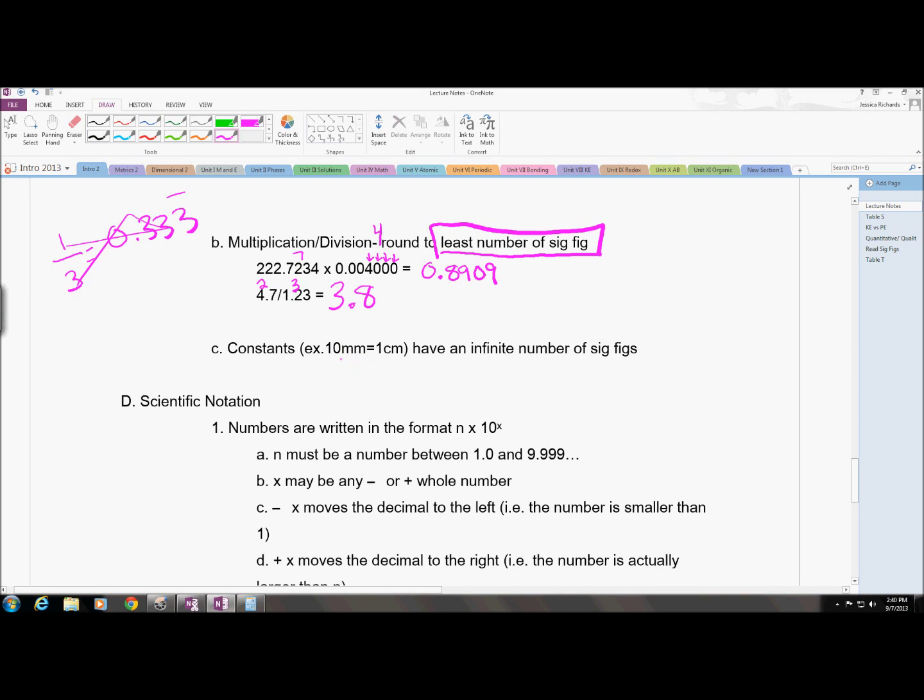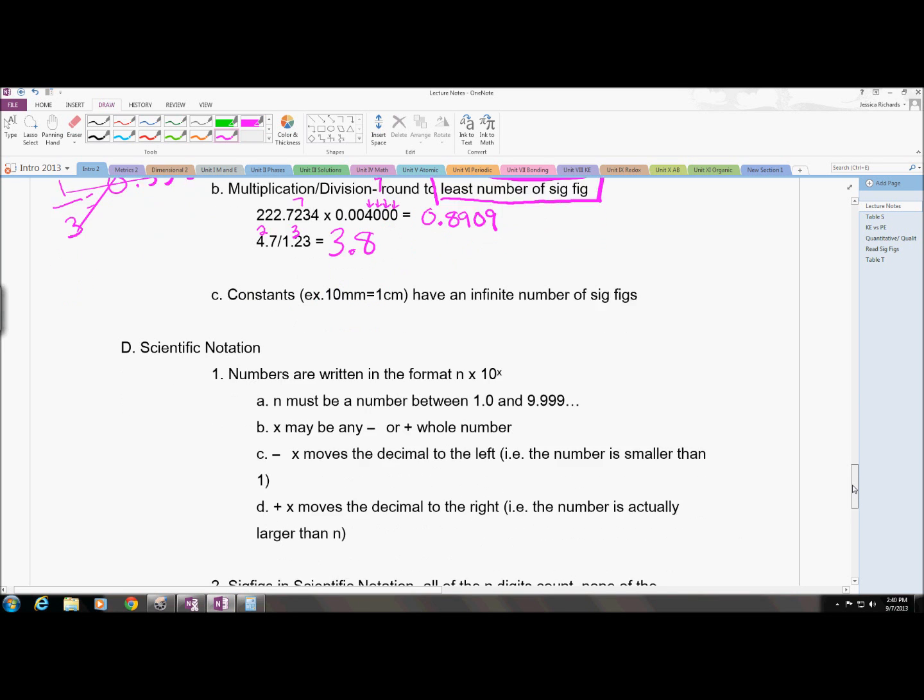Constants, when we're talking about conversions, have an infinite number of sig figs. So usually when we're doing conversions, you're going to go from meters to millimeters. You don't worry about how many sig figs there are. They're not going to ask you to do that calculation to the correct number of sig figs.